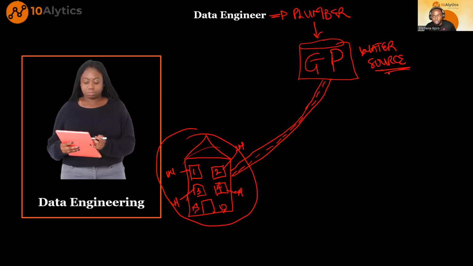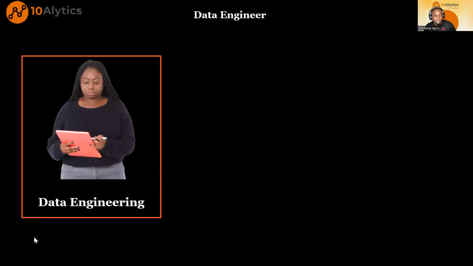So you have the water source somewhere, and basically the plumber will now lay pipes that will connect that GP tank to all the rooms in the house. That's the role of the plumber. So the data engineer essentially is like a plumber.